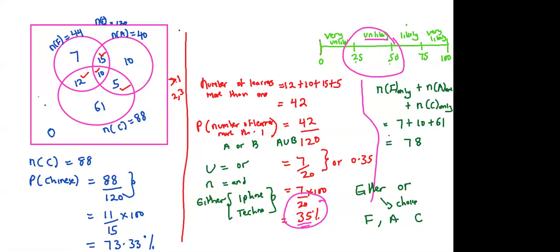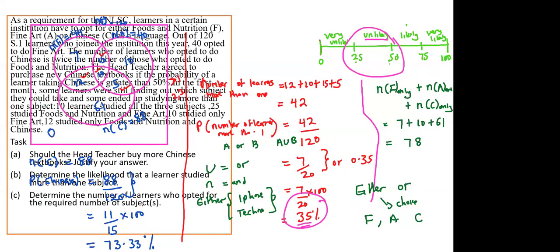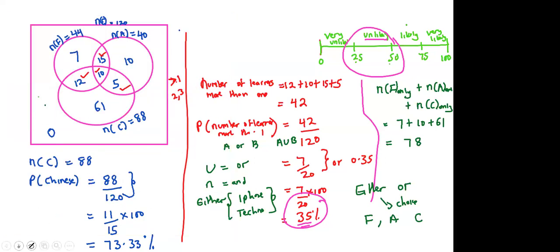So here your conclusion would be that the question wanted the number of learners who opted for the required number of subjects. Then here you say it was 78. Because remember, the requirement was one of them. The moment you go on and add 44 plus 40 plus 88, then that means you are going to be off track.